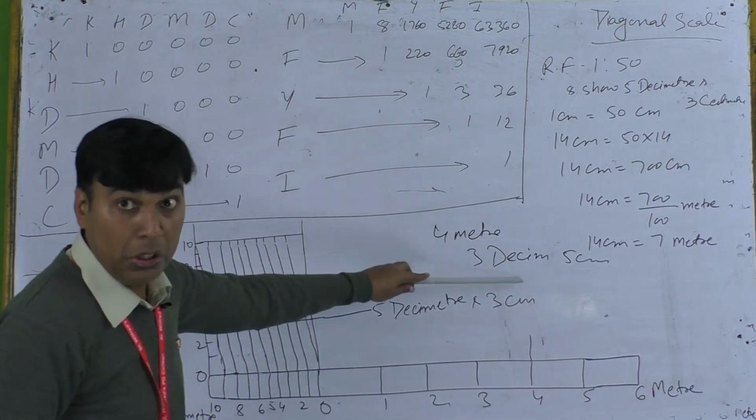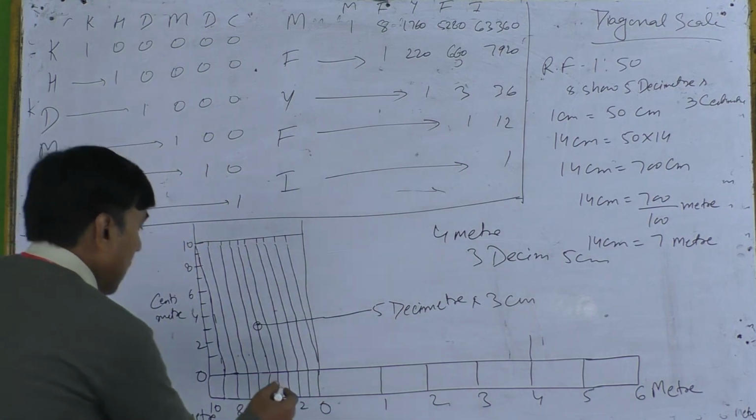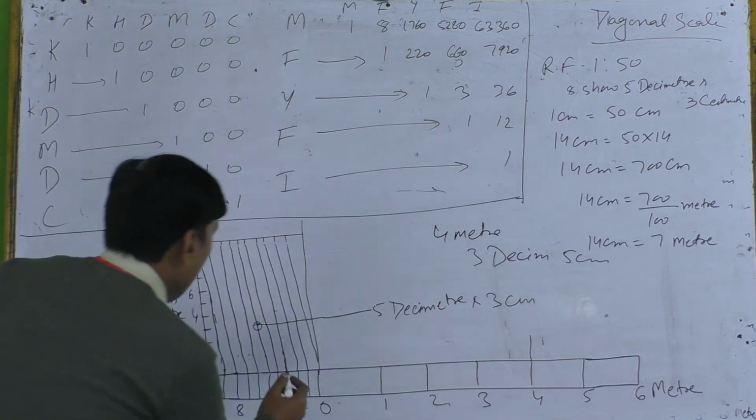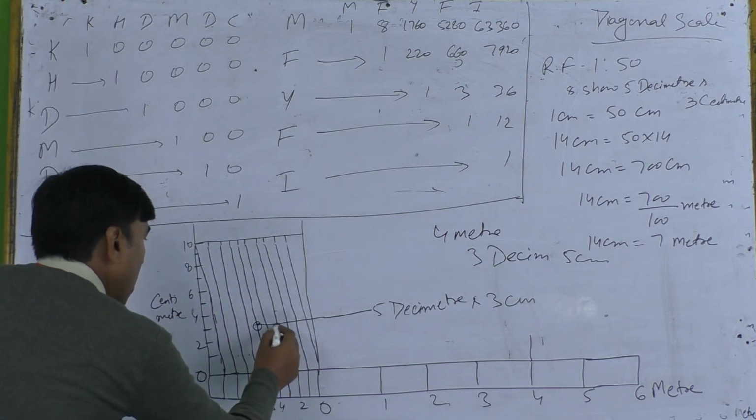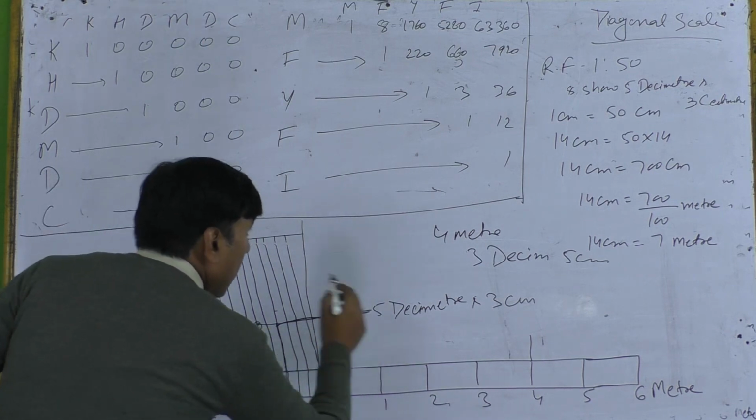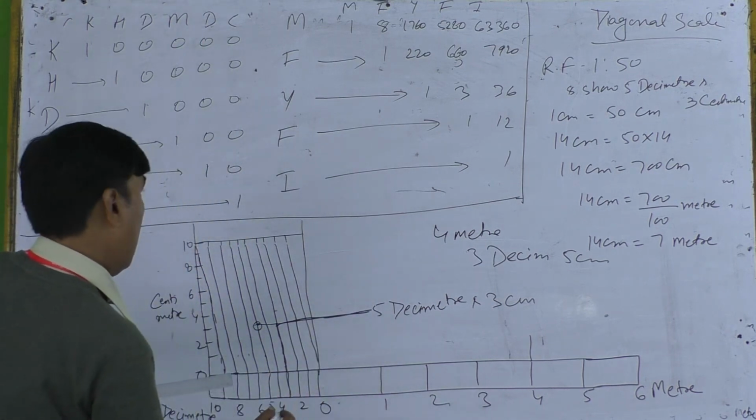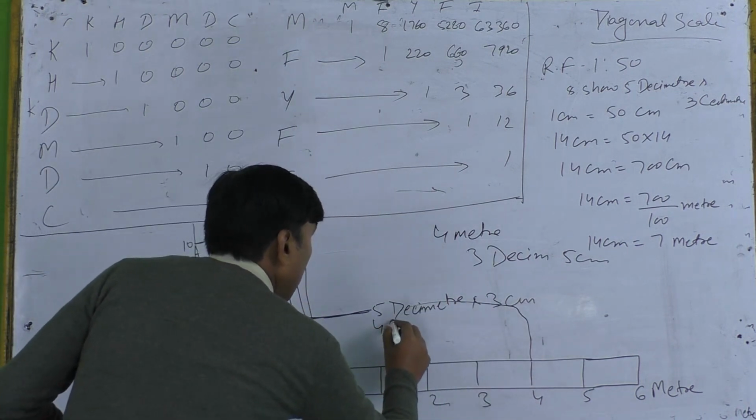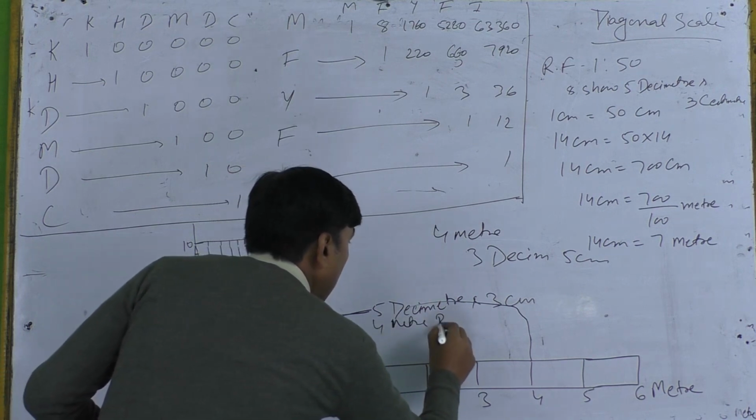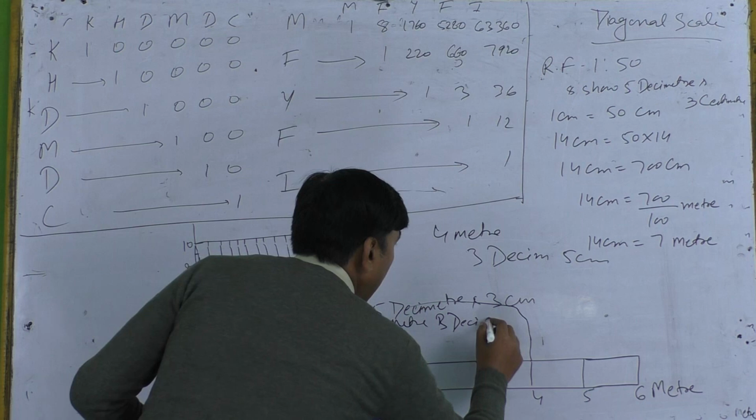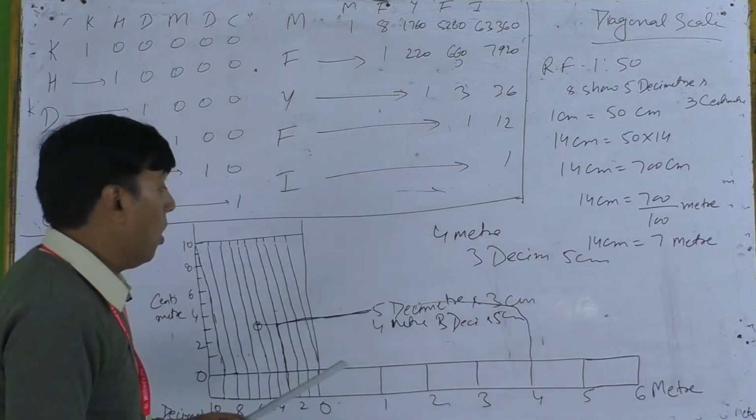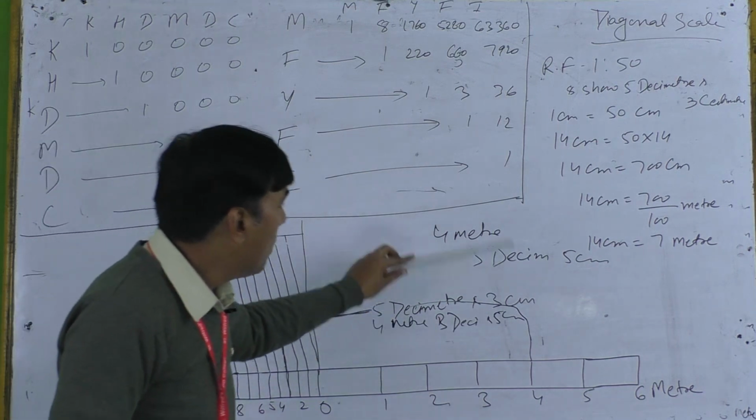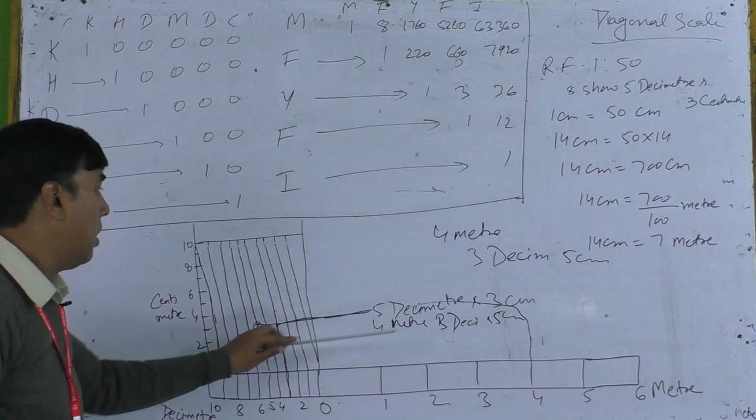Okay. Then 3 decimeter. Where is 3 decimeter? Here. This one is 3 decimeter. Okay. This line. And where is 5 centimeter? Look here. Where is 5 centimeter? This way. So this point will show 4 meter, 3 decimeter and 5 centimeter. So we can use this value in this graph or this scale.